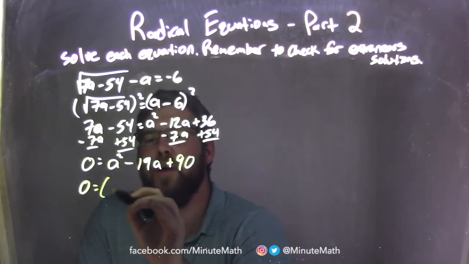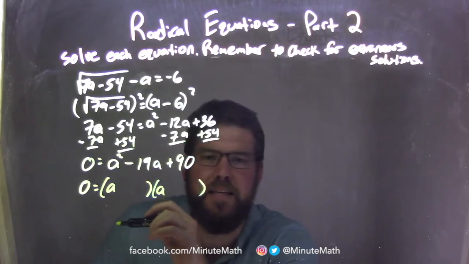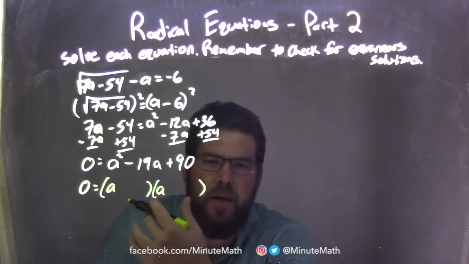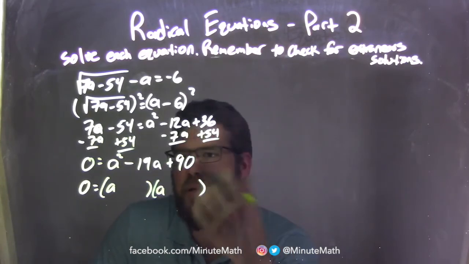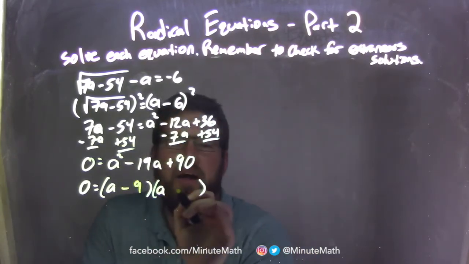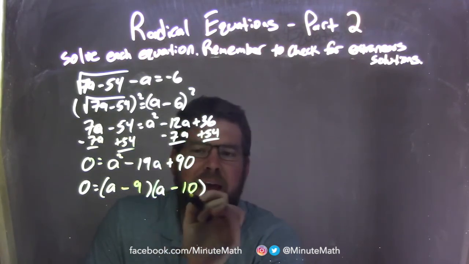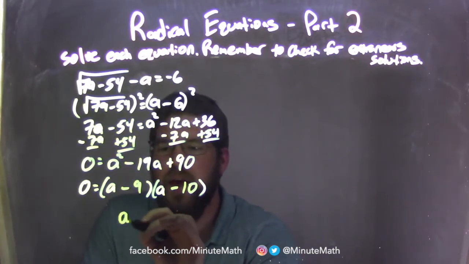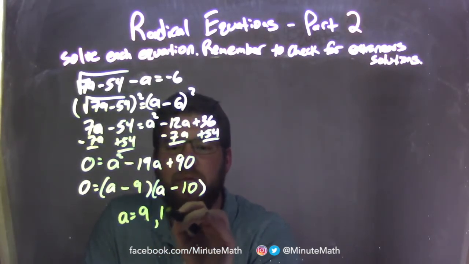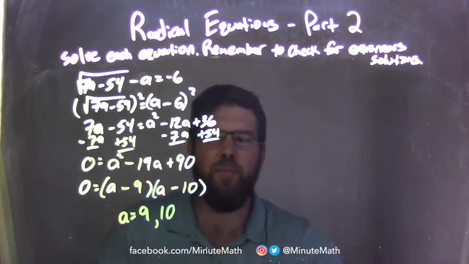So I think, okay, what two numbers multiply to be 90 but add to be negative 19? Take a moment. Think about it. Tick tock. Negative 9 and negative 10. Negative 9 times negative 10 is a positive 90, but they add to be negative 19. When I set both of them equal to 0, I'm left with a equals 9 and a equals 10. So those are my two answers, but now I need to check for extraneous solutions.